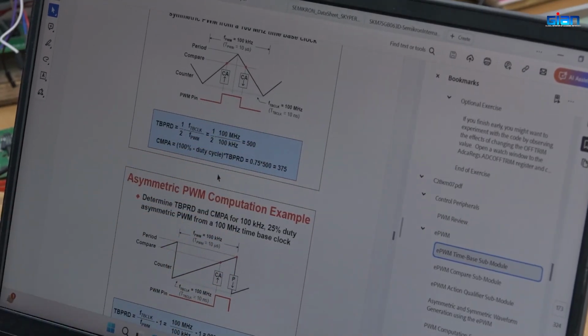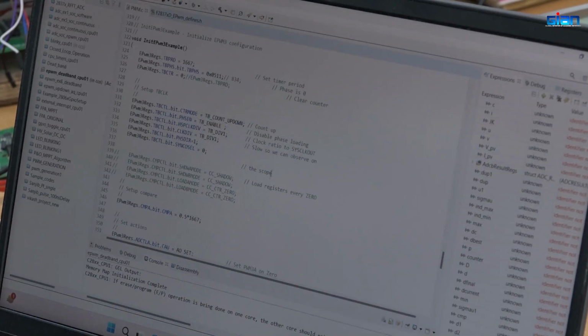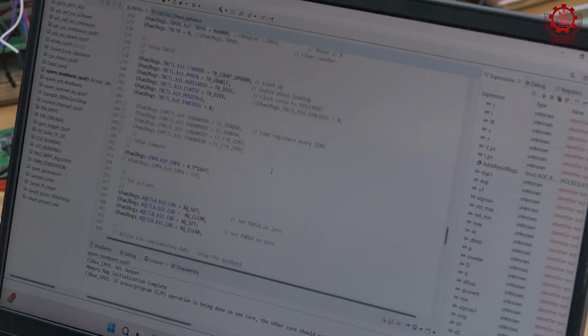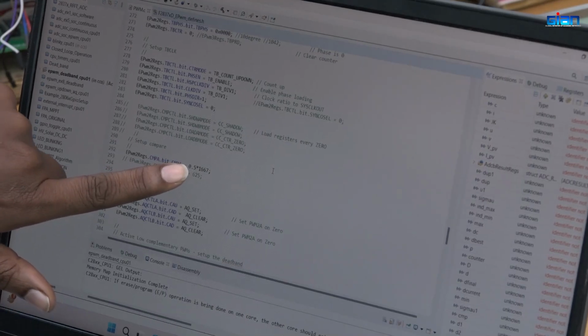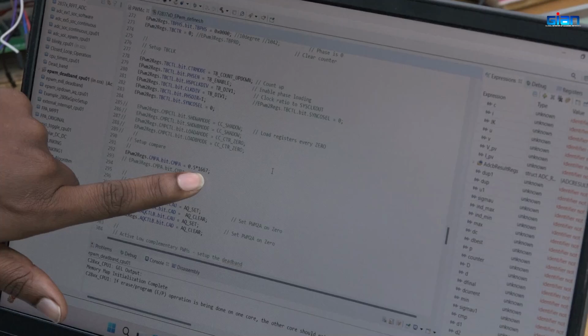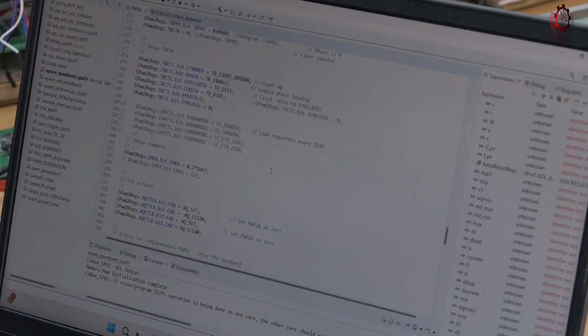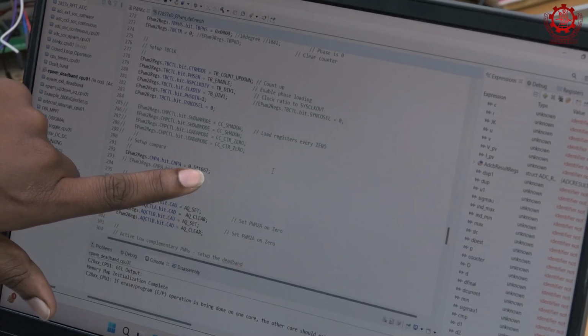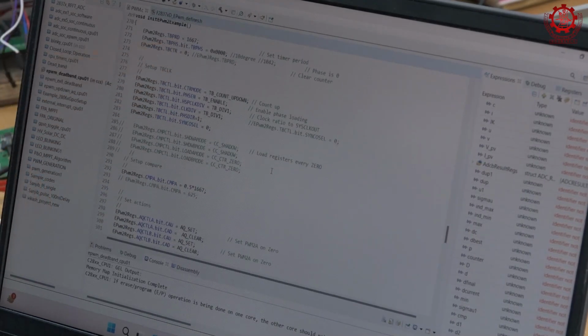These are digital values we have to use in the code. We can't give the values directly; we have to give the digital values. Like that I decided my TB PRT and compare values. I used a 50% duty cycle, so 0.5 into TB PRT, because 100 minus 50 is 50. My TB PRT for 15 kHz is 1667, so I used that.